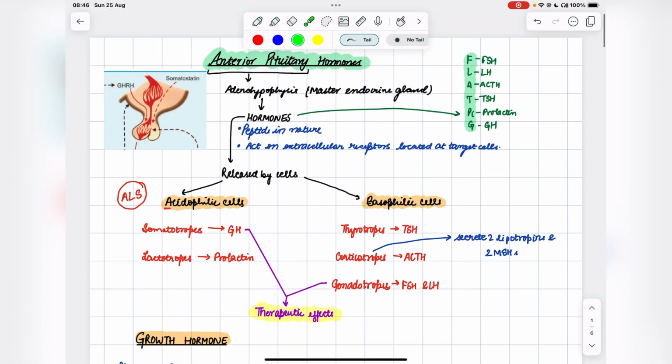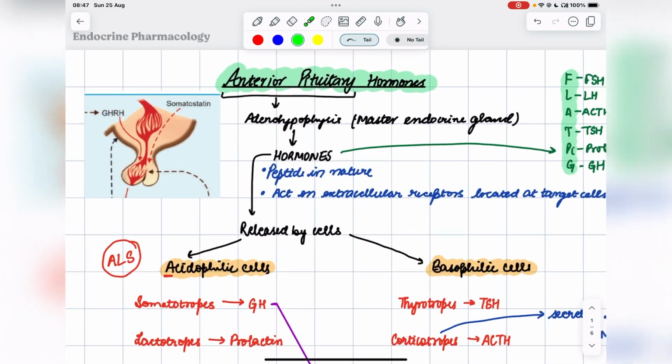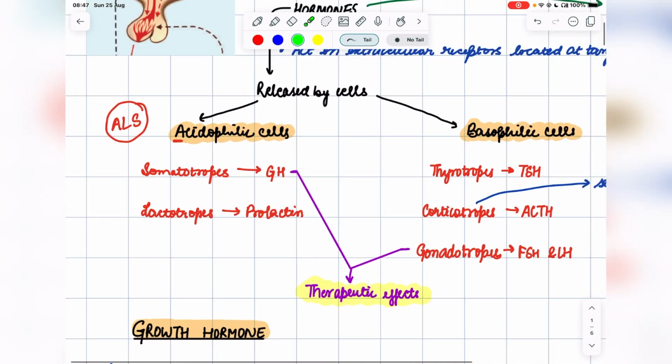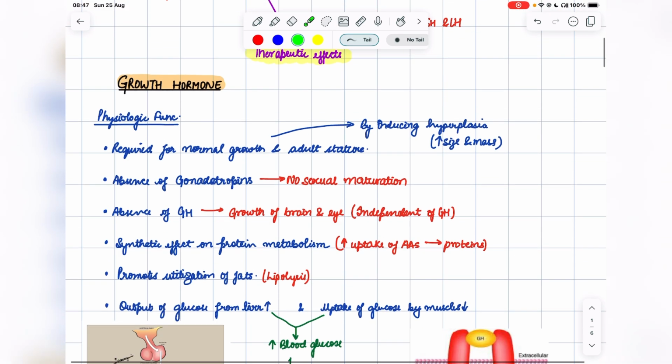Before we start with growth hormone, I would like to show you this. This is the hypothalamus and this is your anterior pituitary. These hormones are further released by releasing hormones or inhibited by inhibiting hormones, which are transmitted by a hypophyseal portal system. So here it shows that there is a portal system that connects the hypothalamus to the pituitary.